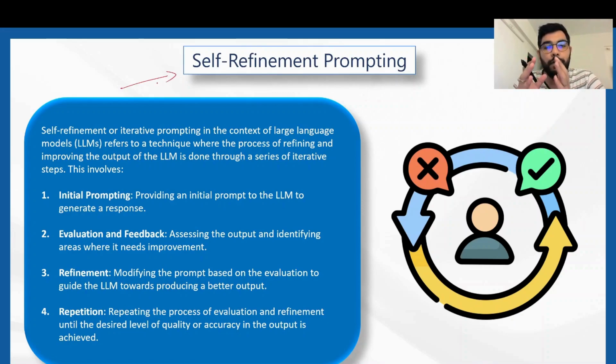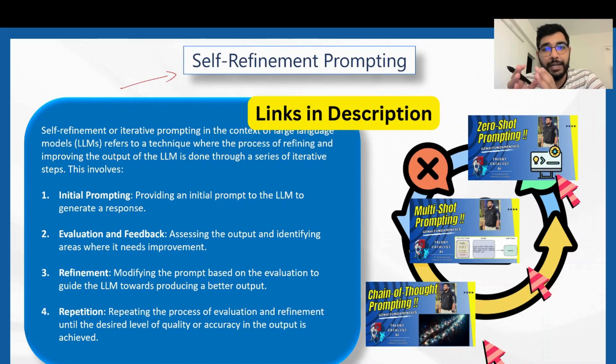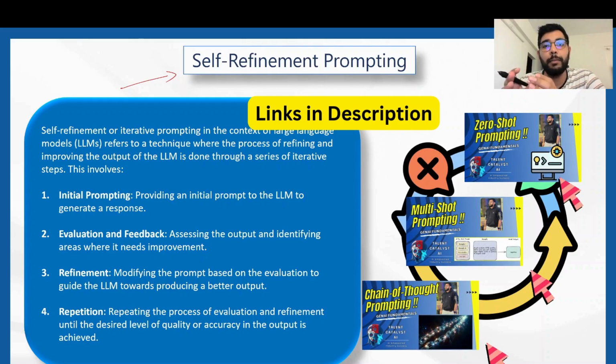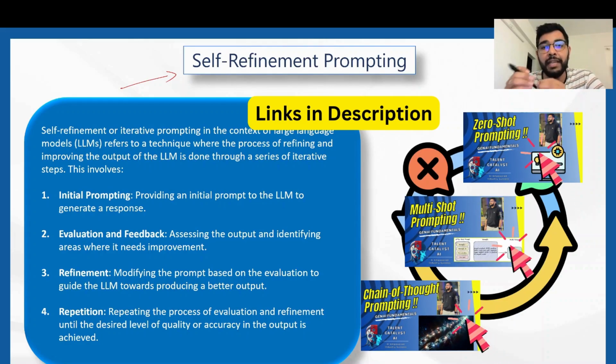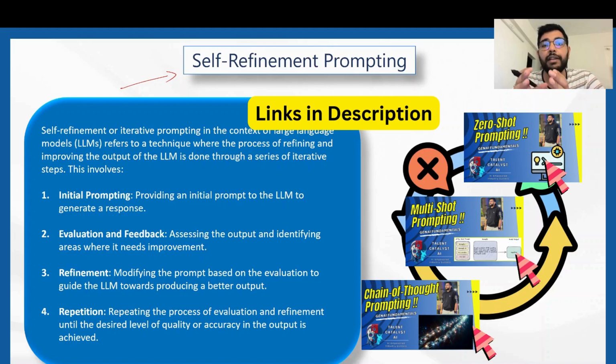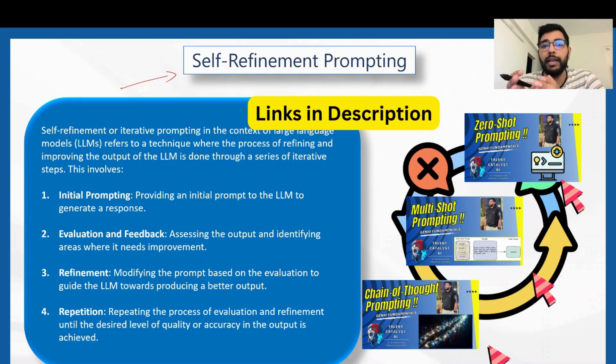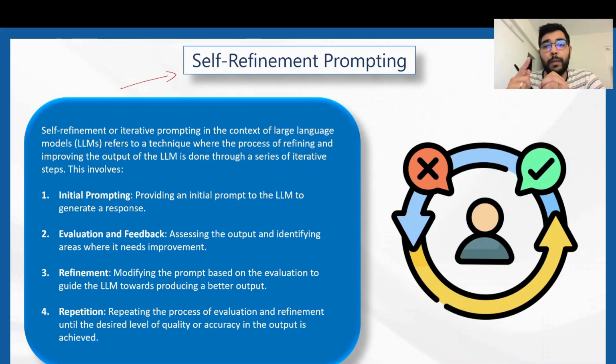In the last three videos, where we discussed zero-shot prompting, multi-shot prompting, and chain of thought prompting, we engineer the prompt in a certain fashion to get the desired output or the enhanced output. The only thing common between these three types of prompting is that we give the query or the prompt to the large language model at once, only one prompt, and expect the response.